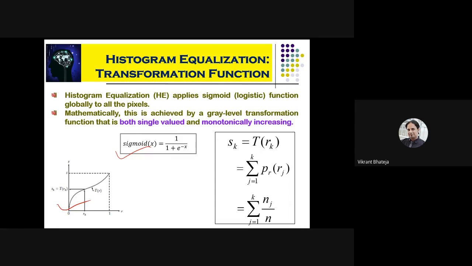Now just try and recall that whichever transformation function we are using for histogram equalization, or say your sigmoidal function, a very important property of this particular function is that it has to be single valued and it should be monotonically increasing.